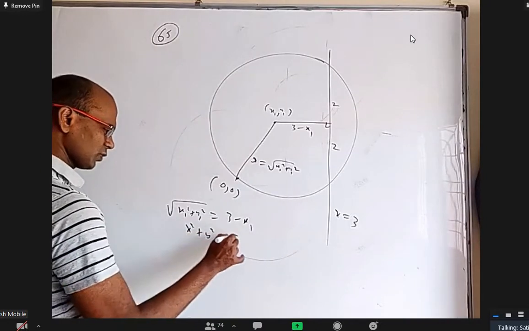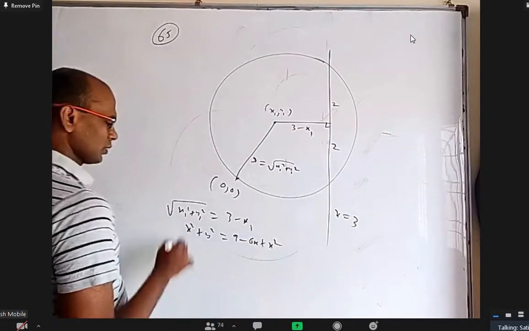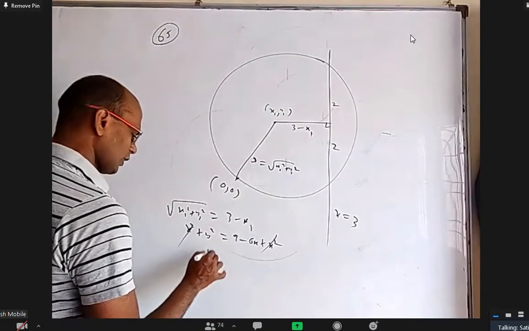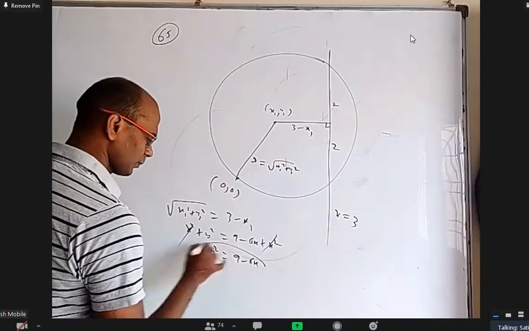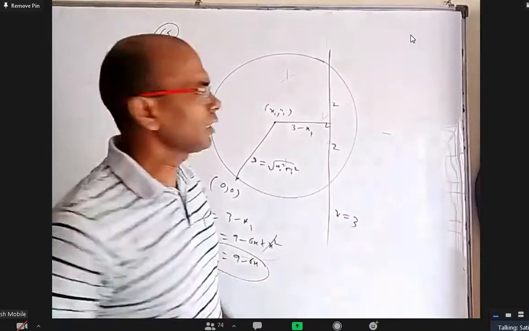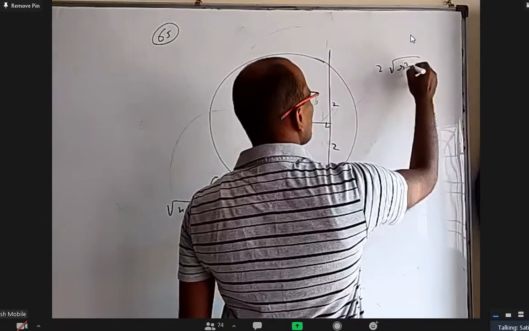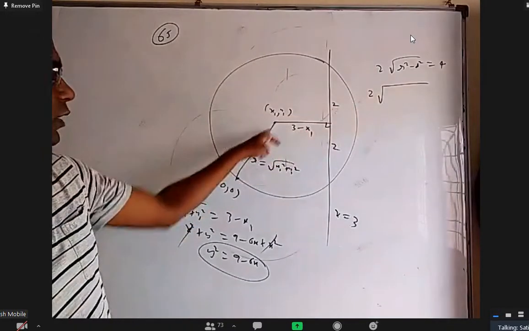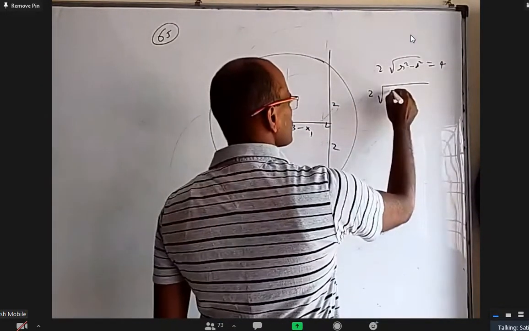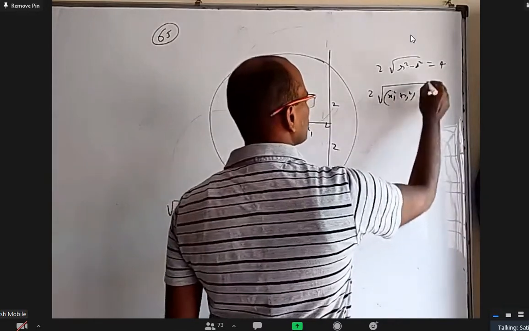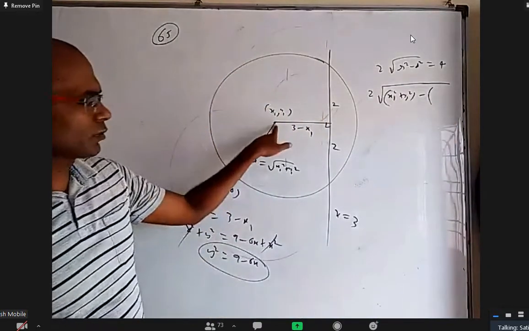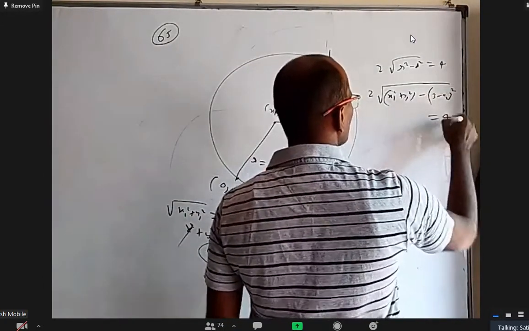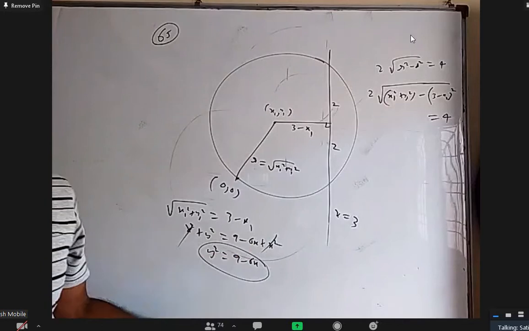x square plus y square equals 9 minus 6x plus x square. Cancel x square, we get it. It's a parabola, y square equal to 9 minus 6x. Normally, for the length of the chord we have the formula 2 root r square minus d square equal to 4. If you want to do it that way, in place of r square substitute x1 square plus y1 square, and in place of d, the perpendicular distance from x1 y1 to the line, which becomes 3 minus x1 whole square equal to 4. You simplify that, you will get the same equation.